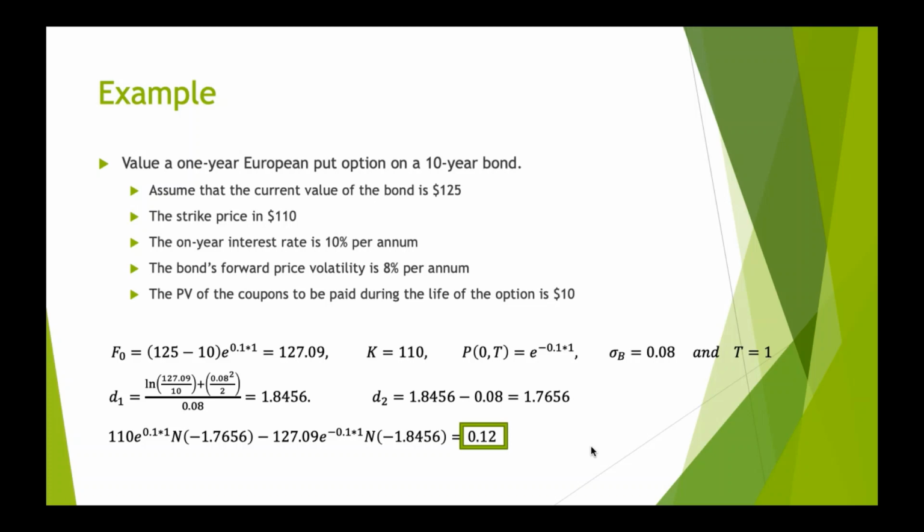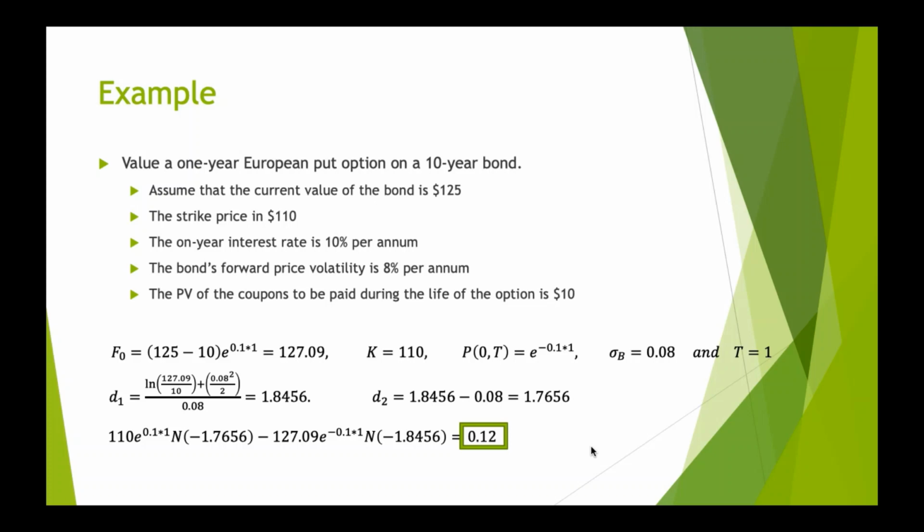And here is one example to understand the European options better. The example asks us to value a 1-year European put option on a 10-year bond. So we assume that the current value of the bond is $125, the strike price is 110, the 1-year interest rate is 10% per annum, the bond's forward price volatility is 8% per annum, and the present value of the coupons to be paid during the life of the option is 10.